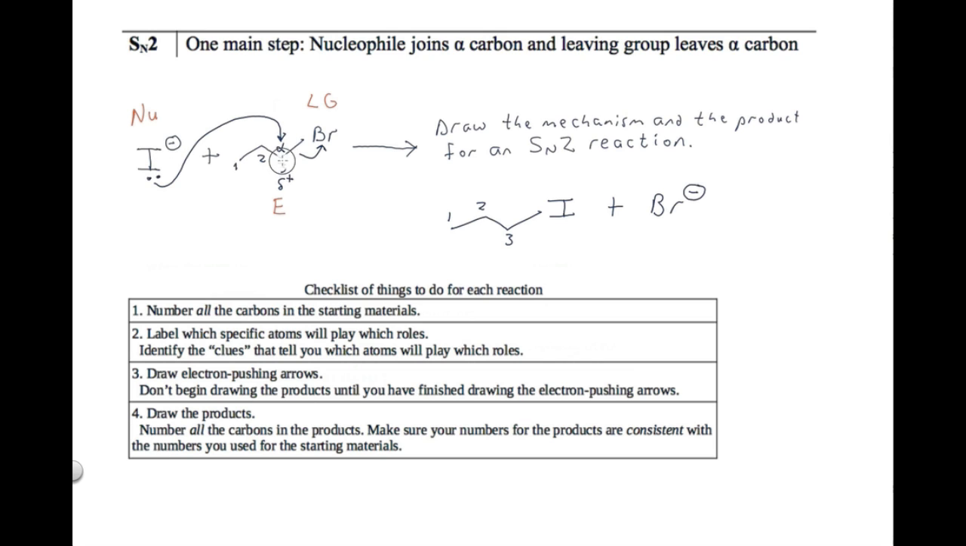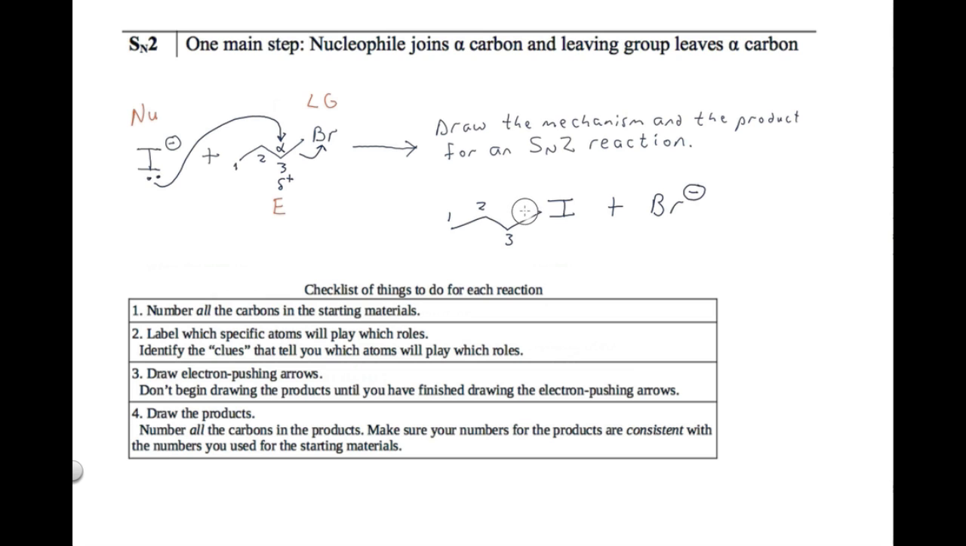The clue that carbon-3 will be the electrophile is the delta positive on carbon-3, and the clue that the bromine will be the leaving group is simply the fact that we've memorized that neutral bromine is a good leaving group. Make sure that you actually carry out this step of labeling the roles and identifying the clues, both because that will help you to correctly draw the arrows, and also because it will help you to internalize how to use these roles of nucleophile, electrophile, and leaving group, which is an absolutely crucial skill to develop as quickly as possible for your Ochem class. Then we drew the electron pushing arrows.